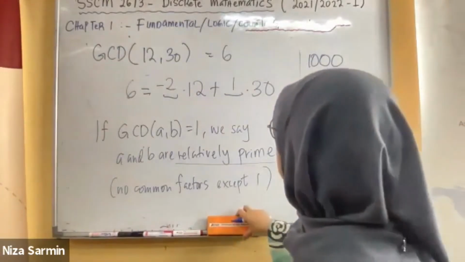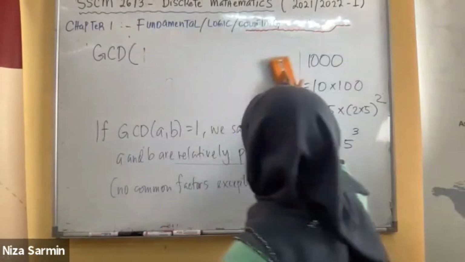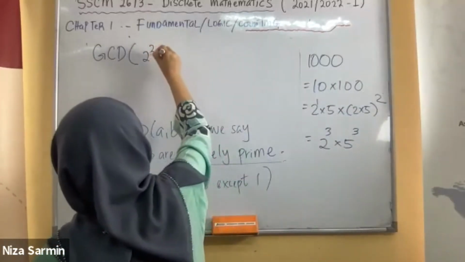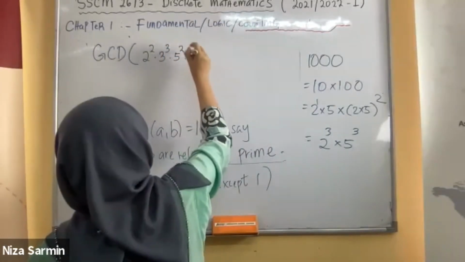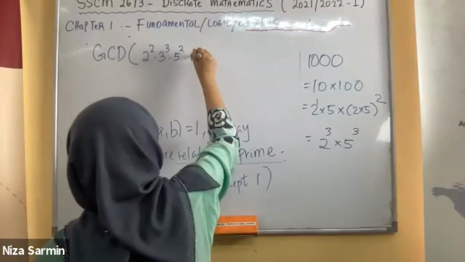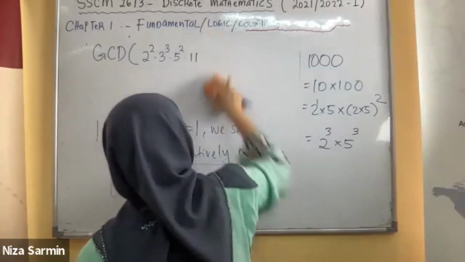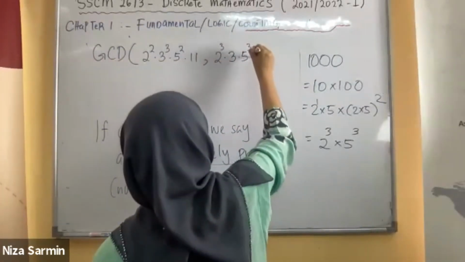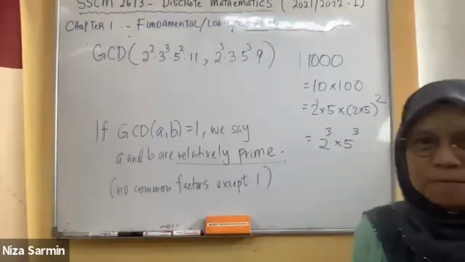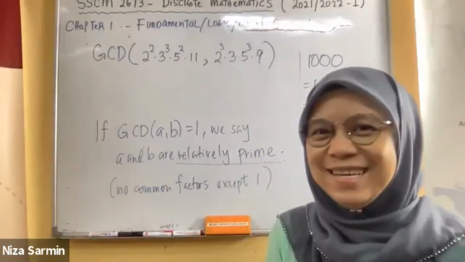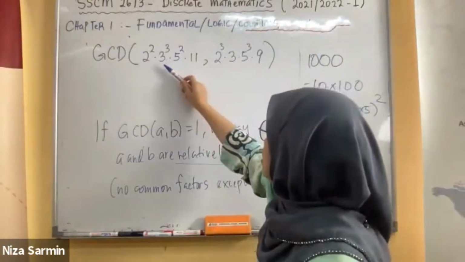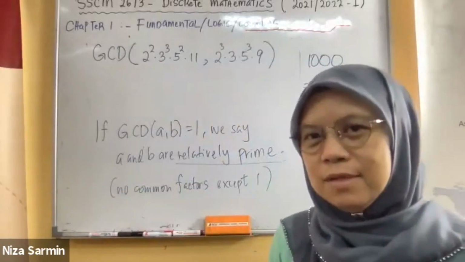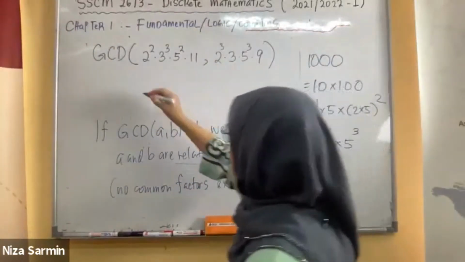Let me give you one question. Find a common... You help me multiply using calculator. 4 times 27 times 25 times 11. Later on you multiply on this.